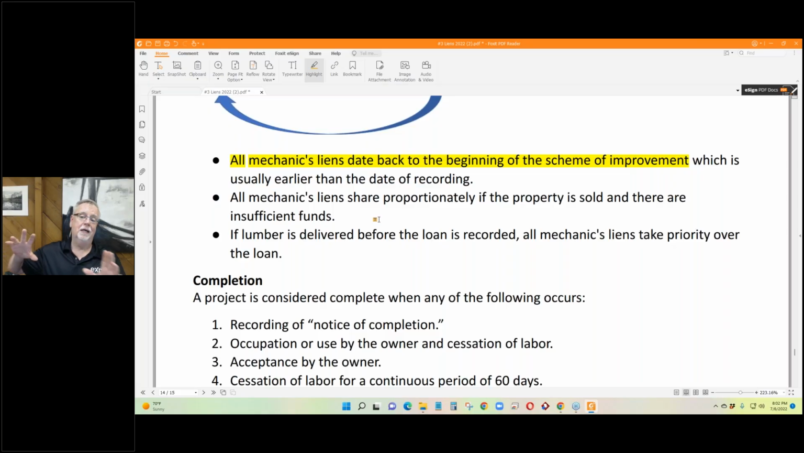Well, what about the contractors who worked at the very end, who just put the trim and fit? All mechanics liens date back to the beginning of the work of improvement. And one of the most common examples on the state exam of the beginning of the work of improvement is lumber being delivered. Right, so there's questions on the state exam that say lumber is delivered on this day, a mortgage is signed on this day, the mechanics lien is recorded, which takes priority? Well, the mechanics lien does, because lumber being delivered is part of the beginning of the work of improvement.